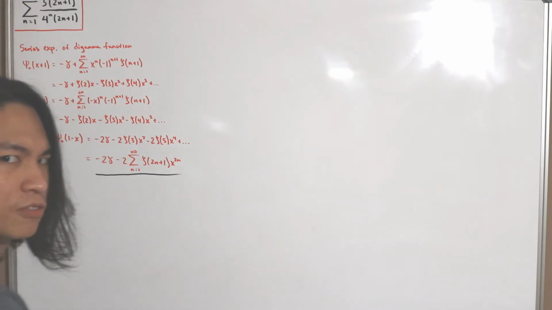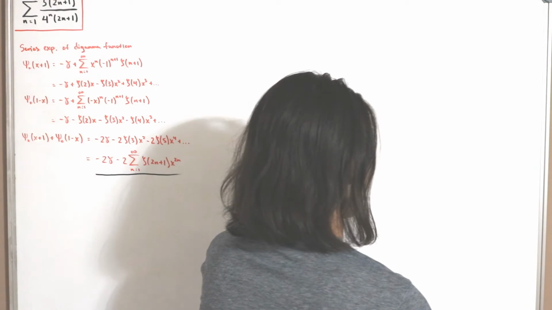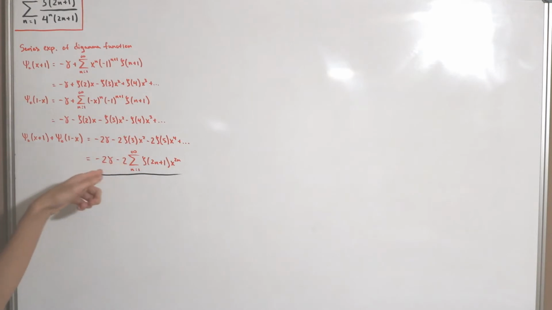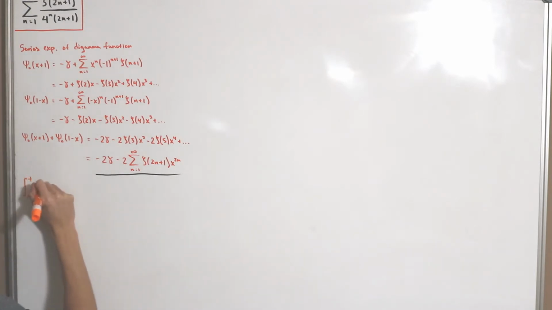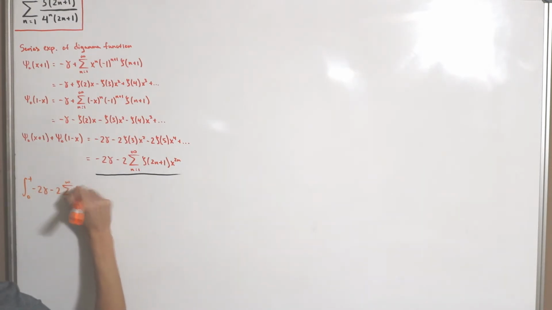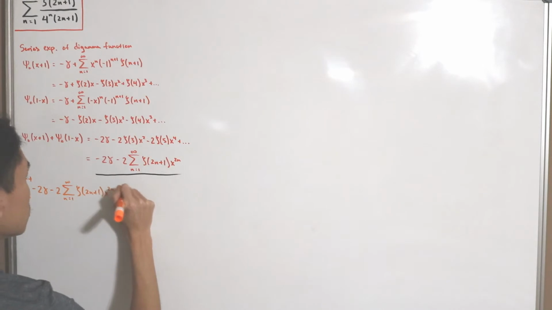You might be thinking to yourself, how do we move on from here? How do we continue to evaluate this? Well, let's consider the following, and I'm going to write this in orange. How about instead we take the integral of this expression, integrating from 0 to t. We write the same thing: negative 2 gamma minus 2 times the infinite series of Riemann-Zeta of 2n plus 1, x to the power 2n, dx.